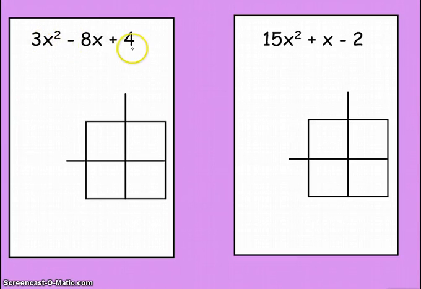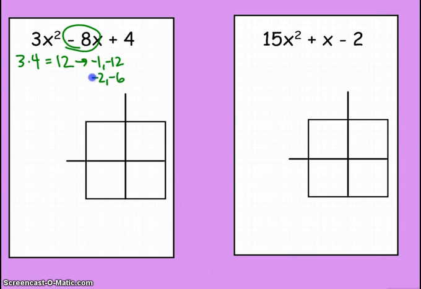All right, so the first thing I look for is a greatest common factor. There is no greatest common factor between 3x squared, negative 8x, and 4. So step 1 is make the box, but I've already done that for you. Multiply 3 times 4, which is 12. I'm looking for the factors of 12 that will add to a negative 8. So I'm looking at negative 1 and negative 12, negative 2 and negative 6, negative 3 and negative 4.